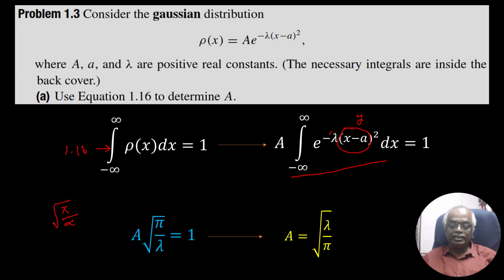I will use a different color. Here, this alpha is lambda. So we can write this solution as A times the square root of pi over lambda is equal to 1. Then what is A? You bring this to the other side, and you will get A is equal to the square root of lambda over pi. Now we have found the normalization constant A.